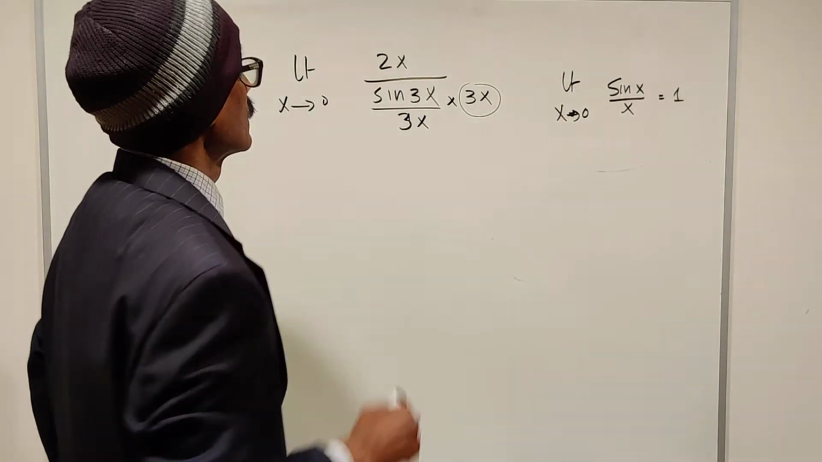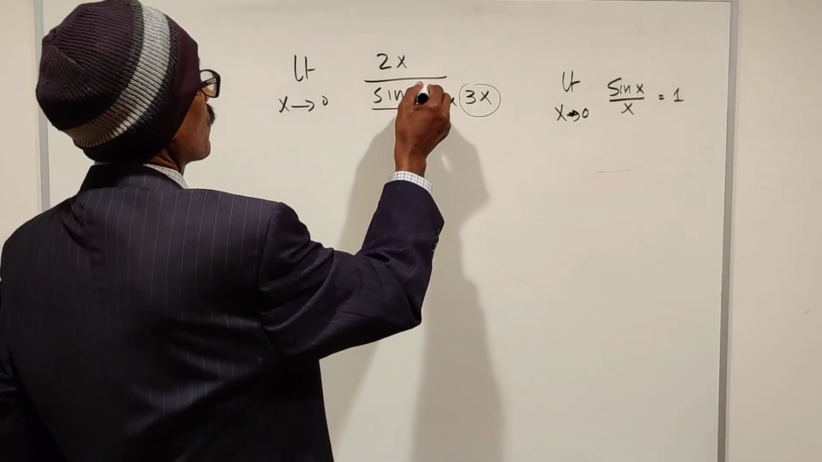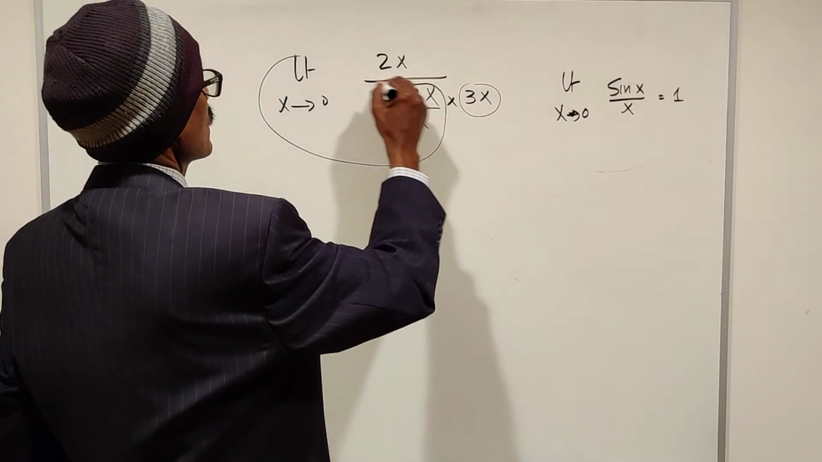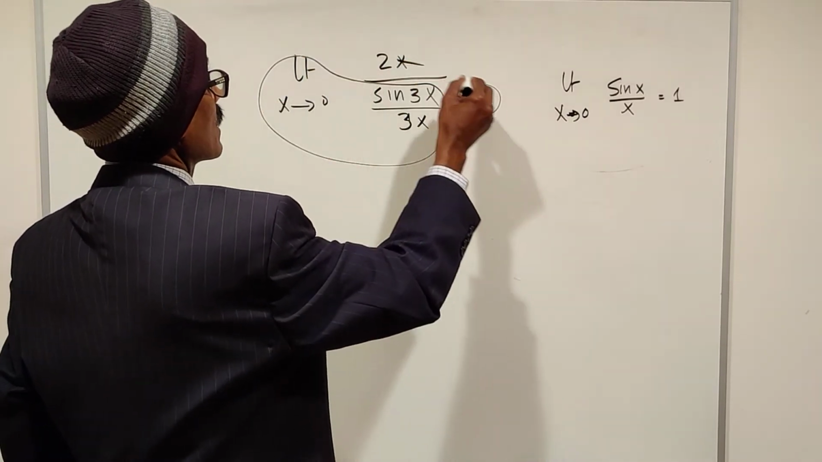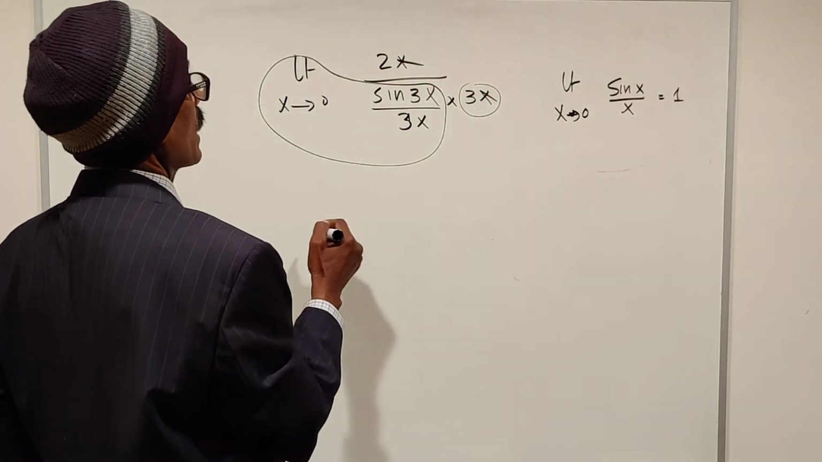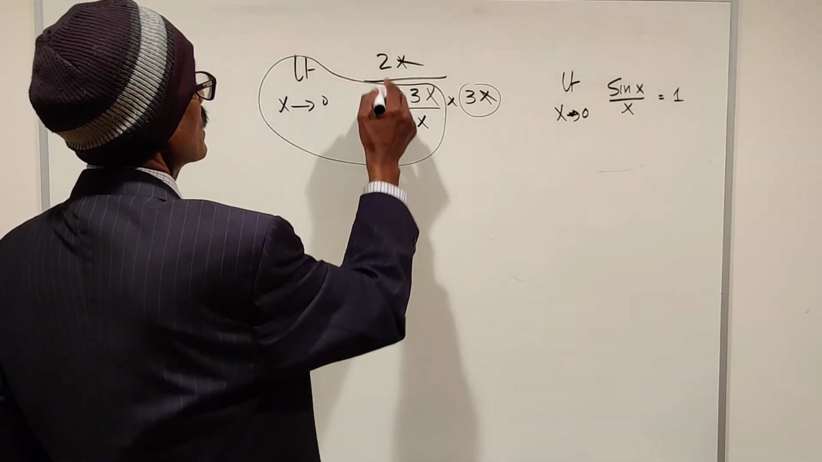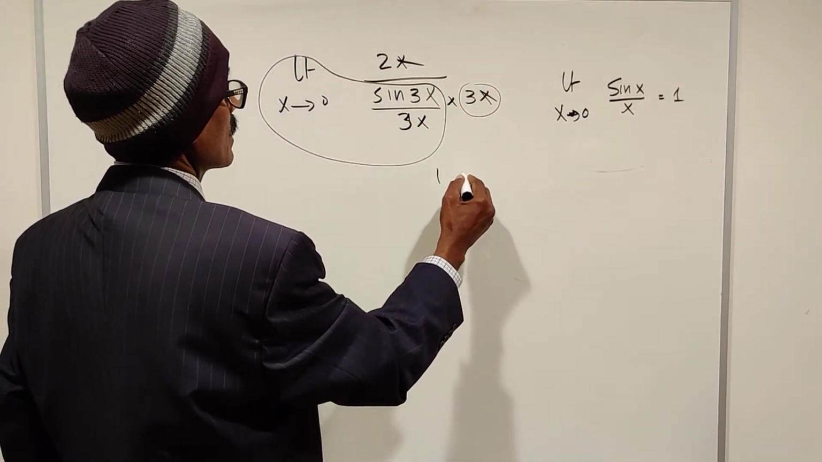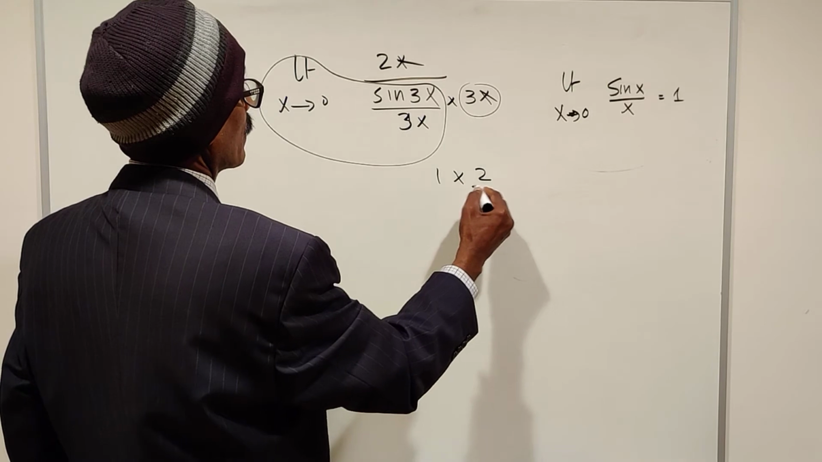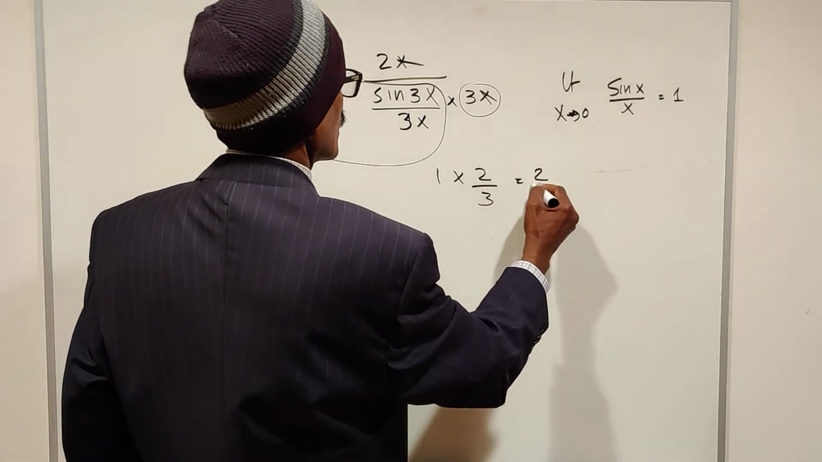So see. Now this is 1. This is 1. You can cancel x and x. So the answer is 1 times 2 divided by 3. That is 2 by 3 is the answer.